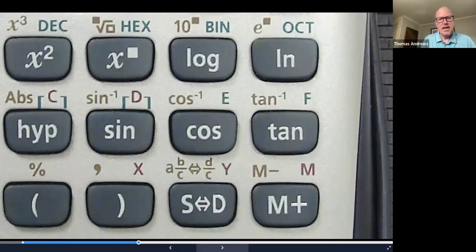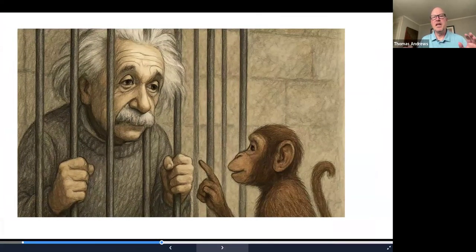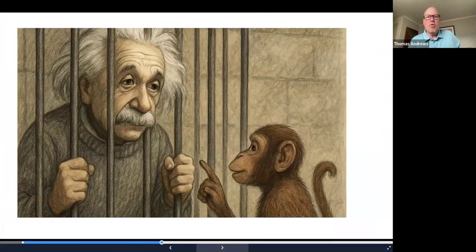I do like that, being an economist, I like that S and D one down at the bottom. But really the question is, what is the question that you would ask that would lead you to hit one of these buttons for the answer? So to me, AI and dealing with it is all about knowing what questions to ask. So it's like you've got Einstein in a cage, and I think of my students as like monkeys looking in at the Einstein. Have you guys seen this image before?